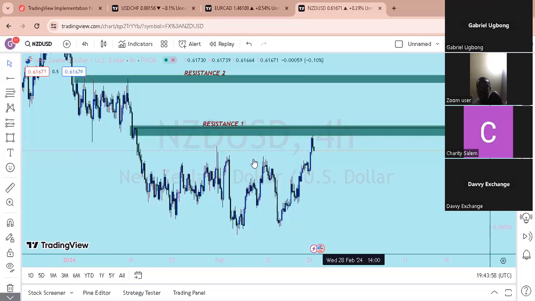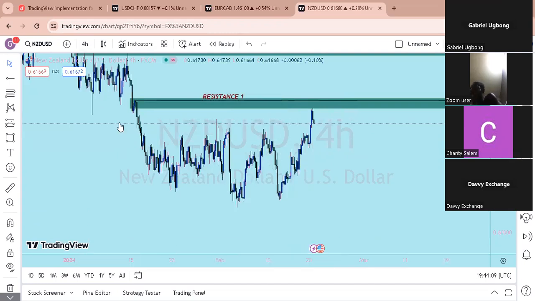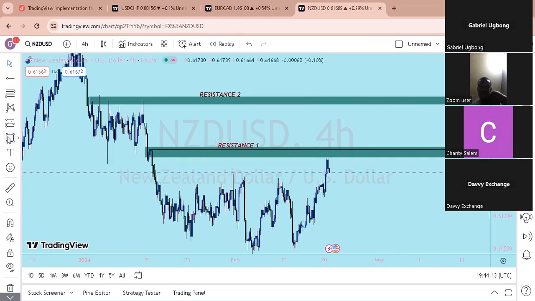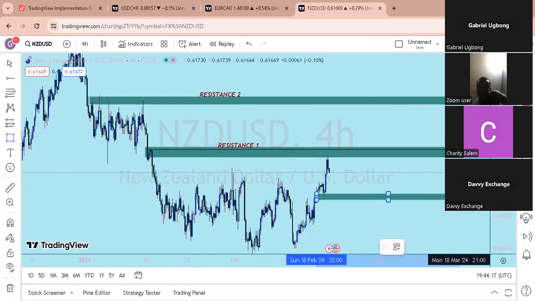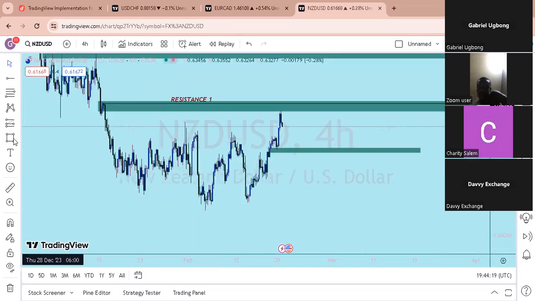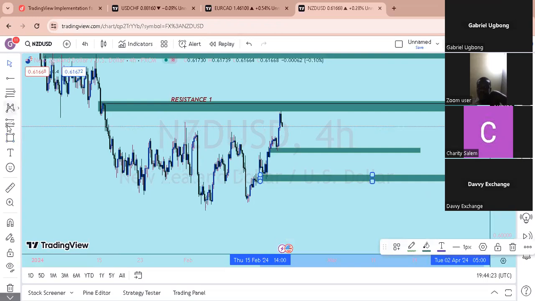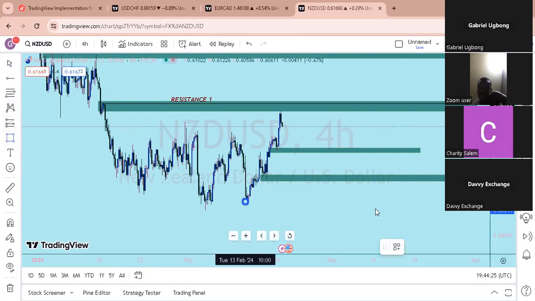Let's mark our support. We're done with resistance where we can sell. If I was on the chart and I did this thing earlier, I would have sold and I would be in profit already. Okay. So this 4 hour I'm working with. Let's work with 4 hour for now. Now let's track our support. Now this is support number 1. This is support number 2. And this is support number 3.